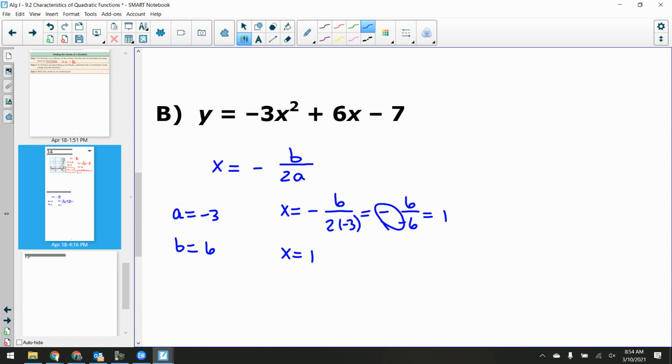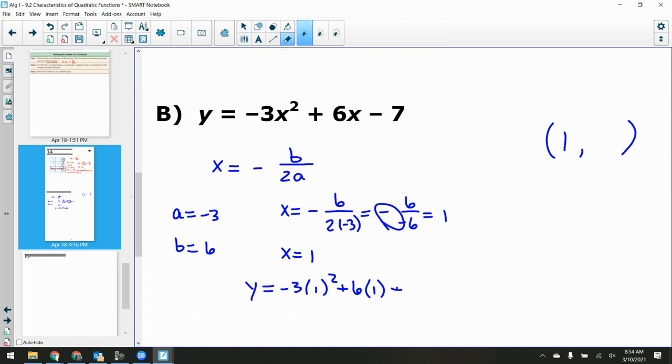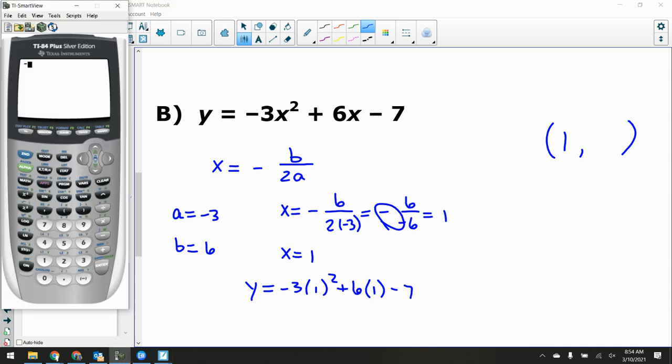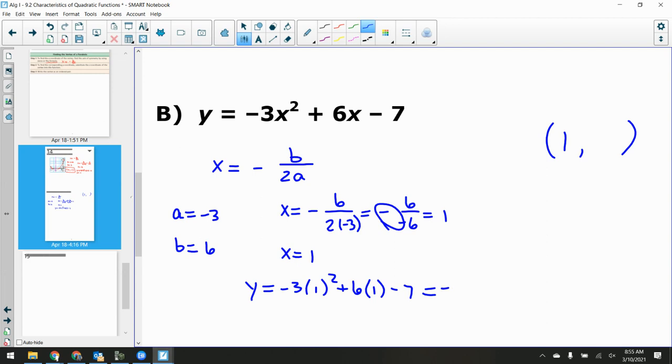So you have to find your axis of symmetry. Every time I ask you to find a vertex, you're doing 2 problems in one, because I've got to figure out where that y value is now. To do that, I'm just going to plug 1 into the equation. Oops, that's a minus 7 at the end. So let's do that in our calculators. Negative 3 times 1 squared plus 6 times 1 minus 7 gives negative 4, which is the y value of my vertex.